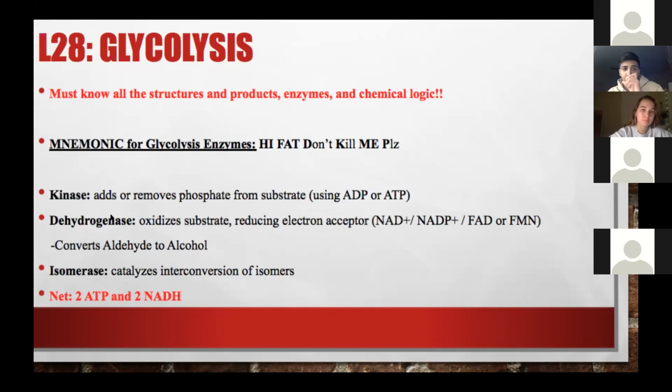And then in general, what you'll see is a kinase will typically phosphorylate, and it'll be involved in substrate level phosphorylation, for example. Your dehydrogenases are typically going to oxidize your substrate, and whenever you see a dehydrogenase, it's typically going to be involved with an NAD plus or a reduced electron carrier. And isomerases are just going to be interconversions between isomers. And then obviously your net is going to be your 2 ATP, 2 NADH, and also what I didn't include here, 2 pyruvates as well.